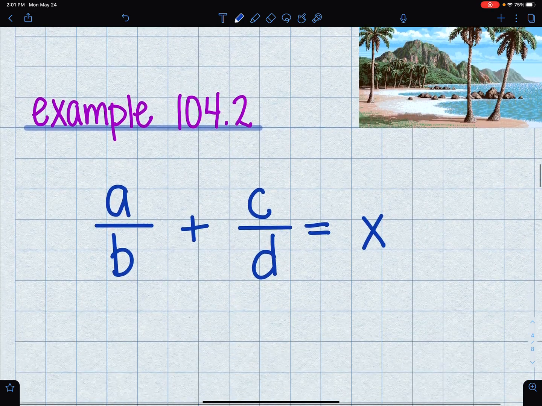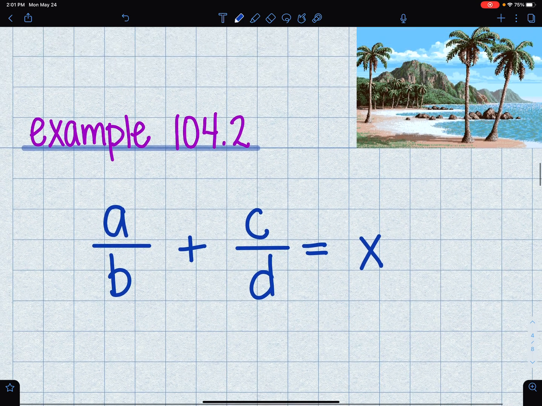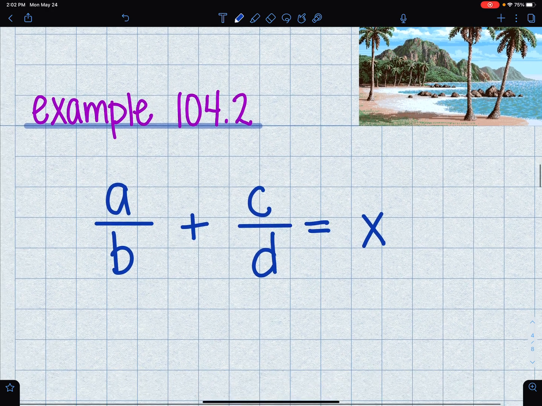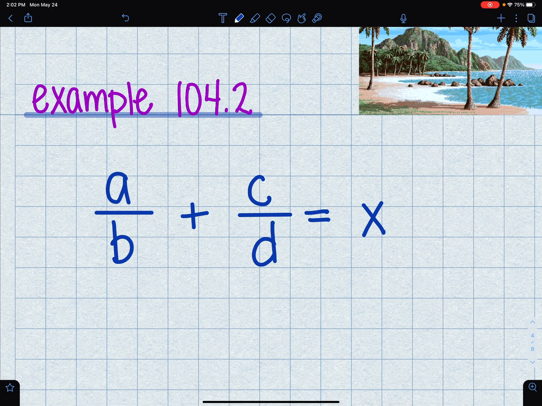So let's go to example 104.2. I know, you'd rather be on this beautiful beach right there, huh? That looks really beautiful. It doesn't look real. Maybe it's just a fake picture.